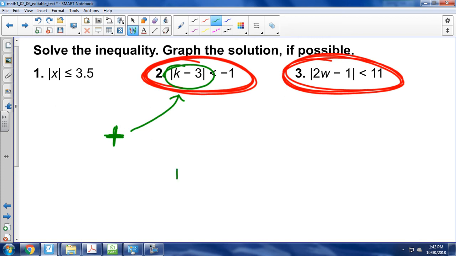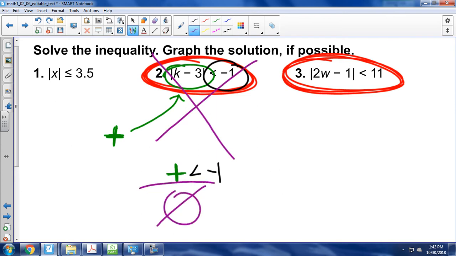So we have a positive number. I don't know what that number is, but that positive number is apparently less than -1. Can a positive number be less than -1? No. Absolutely not. It cannot be less than -1. So this doesn't make any sense. This is no solution. You can draw it like that, which looks like the planet Saturn, or you can write out the words no solution.